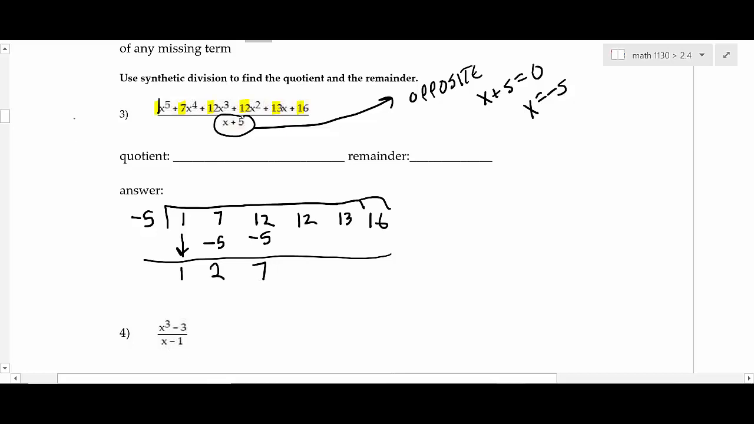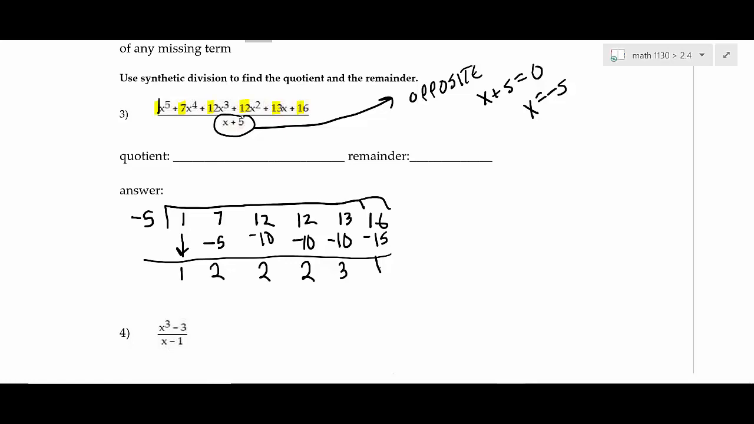2 times negative 5 is negative 10, as I was saying. Okay, we got that. Now I add the column. What do I have? I have 2. Okay. Now I multiply. 2 times negative 5 is negative 10. Add the column, that's 2. Multiply 2 times negative 5, that's negative 10. Add the column, that's 3. 3 times negative 5 is negative 15. Add the column, that's 1. Okay, so you just bring down, multiply, add, over and over again like that. Everybody follow that okay? Okay.